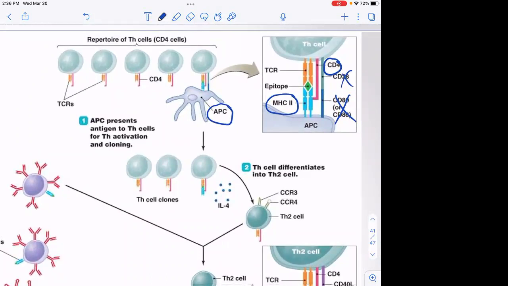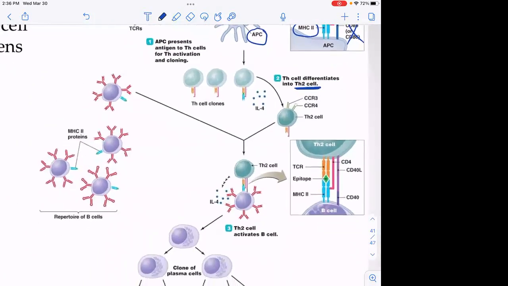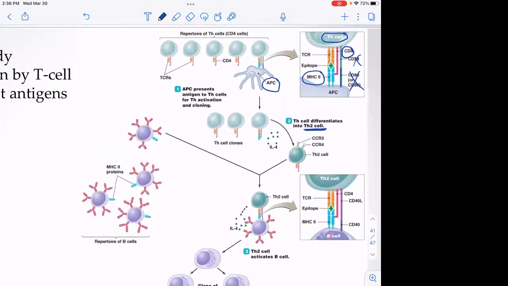Okay, so once that synapse has been made, now this T helper cell is going to be activated to differentiate into a T helper type 2 cell. Remember, it was T helper type 1 to act on the cytotoxic T cells. At the same time, we've got a repertoire of B cells with all different B cell receptors.